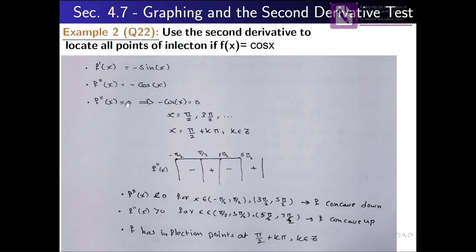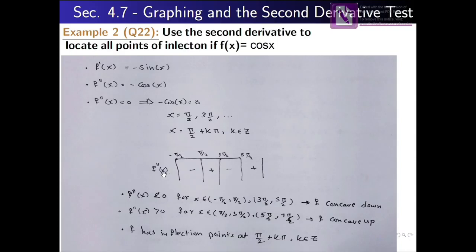So now f double prime x is equal to 0, that means minus cosine x is equal to 0. To solve minus cosine x equal to 0, we need to find all the values that give us minus cosine x equal to 0. So x is equal to pi over 2, 3 pi over 2, 5 pi over 2, etc. So x will be pi over 2 plus k pi, where k is an integer.